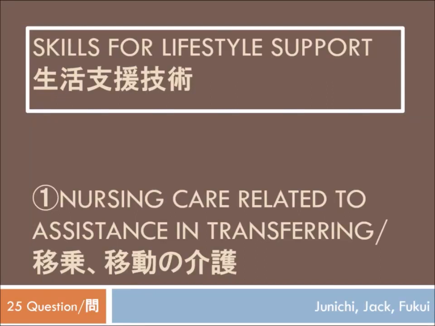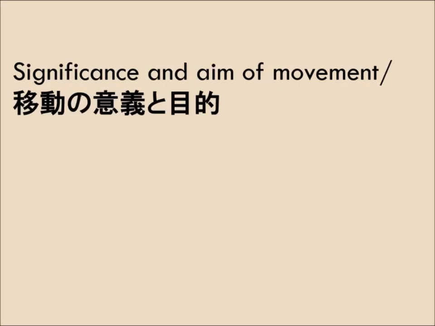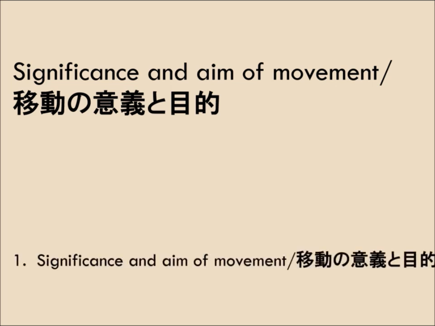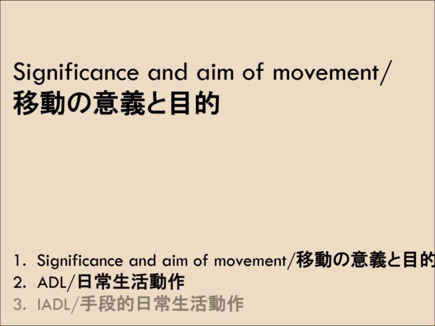Skills for Lifestyle Support Part 1: Nursing Care related to Assistance in Transferring. First chapter is Significance and Aim of Movement. There are three sections. 1. Significance and Aim of Movement. 2. ADL. 3. IADL.